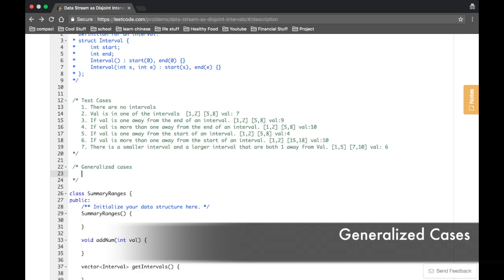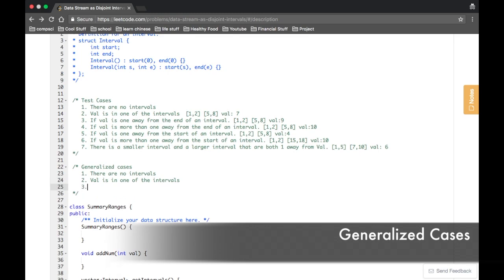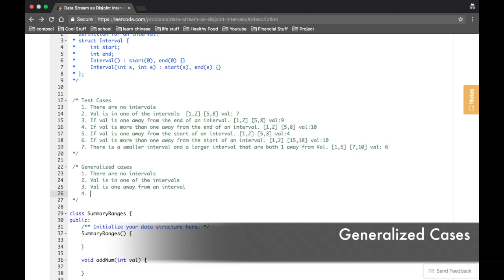How I would generalize this would be, first of all, we would want to keep that there are no intervals, and then also we want to keep that val is in one of the intervals. Now for the cases after that, you can see that if val is 1 away from the end, and if val is 1 away from the start, then you could generalize it and say val is 1 away from an interval.